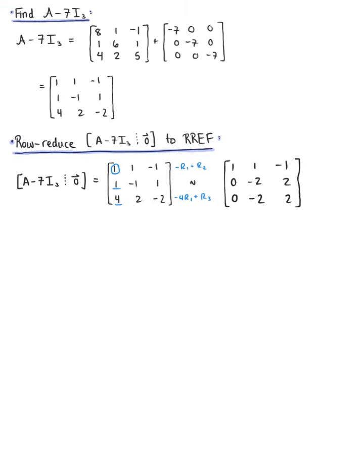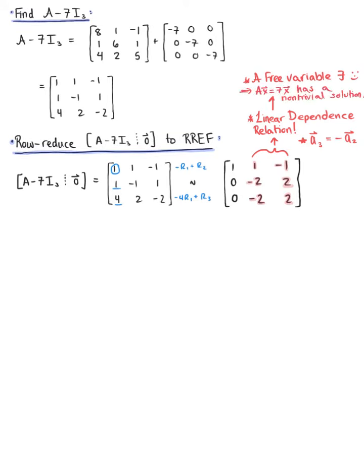We can see a linear dependence relationship amongst the column vectors. Notice that column vector 2 and 3 are dependent on each other. They're scalar multiples, right? This means that a free variable exists. So we know that lambda equals 7 is going to be an eigenvalue of matrix A because a free variable exists, so this matrix equation has a non-trivial solution.